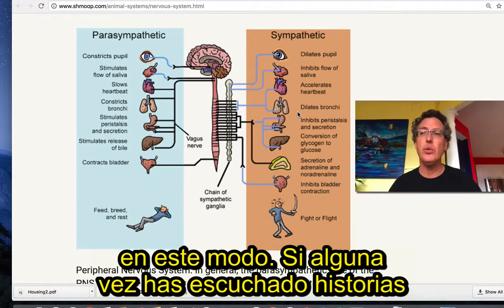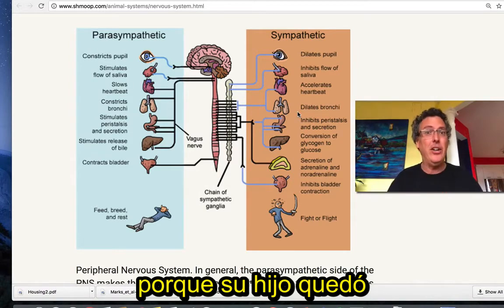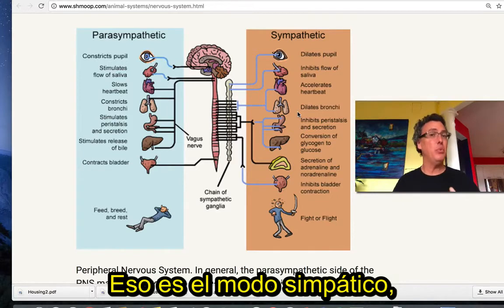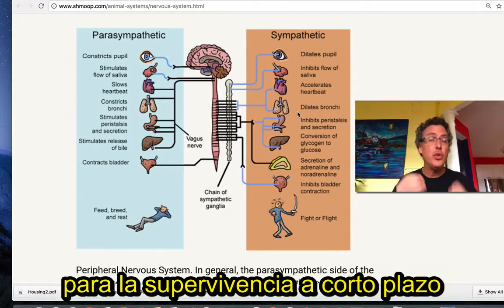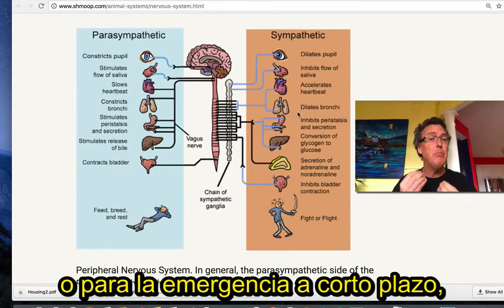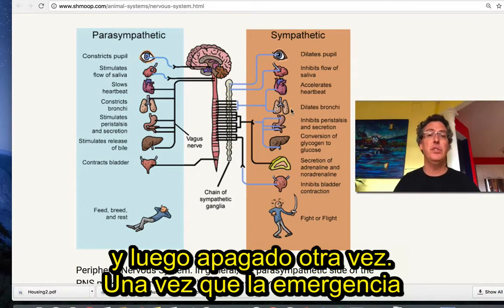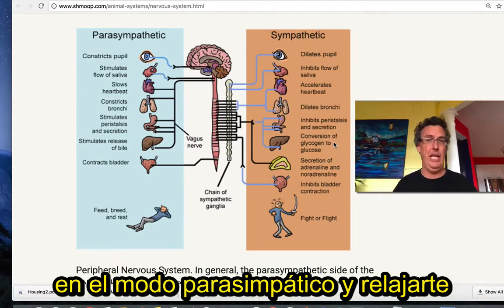If you've ever heard stories of mothers being able to lift a car because their child got trapped underneath, that's the sympathetic mode. And that's what it's there for. It's there for short-term survival or some short-term emergency. So it's meant to be turned on and then off again. Once the emergency is passed, you should go back into parasympathetic mode and relax.